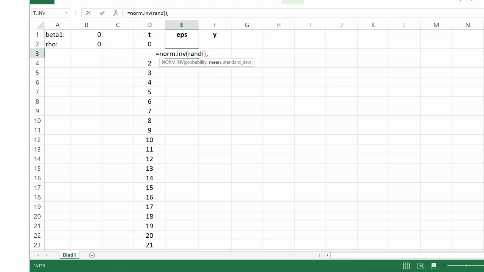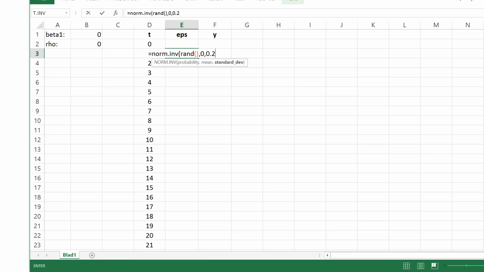So like this from the normal, and as the mean I must pick 0. That's a necessary condition for the error terms to be white noise. And second, I can pick whatever I like for the standard deviation. Let's pick something like 0.2.